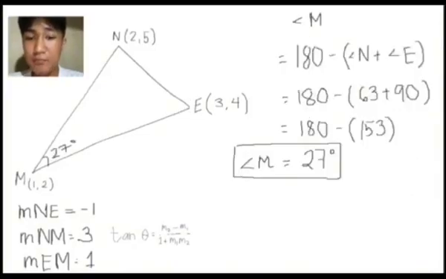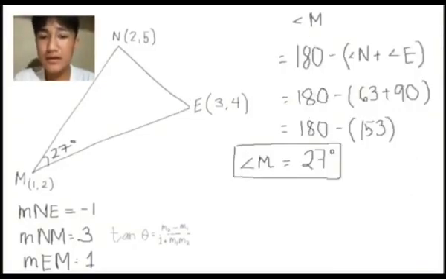Lastly is angle M. Since the interior angles of a triangle add up to 180 degrees, in order to get the last angle M, we will use the solution: 180 minus the quantity angle N plus angle E, which is 180 minus the quantity 63 plus 90, which results in 153. So 180 minus 153 is 27 degrees. So angle M is 27 degrees.